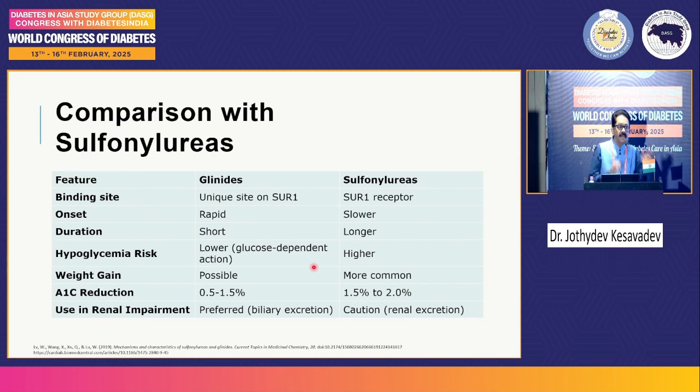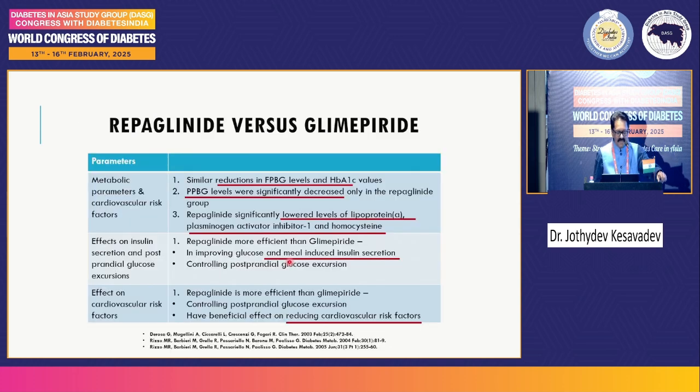And with respect to A1C reduction also, it is almost equivalent to other sulfonylureas, 0.5 to 1.5%. This is from the recent ADA guidelines, and the weight gain is more common with sulfonylureas but less with repaglinide. Remember, very important, you have glucose monitoring, and these are some of the added advantages. PPG levels are significantly addressed, and a lot of studies show improvements in the CV risk factors, including lowering of the lipoprotein A levels, PAI-1, homocysteine levels, and reducing the other CV risk factors.